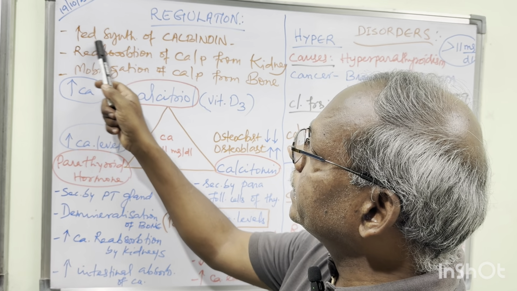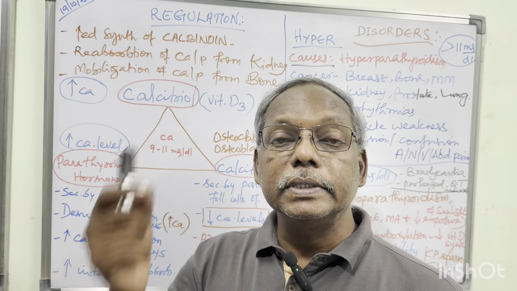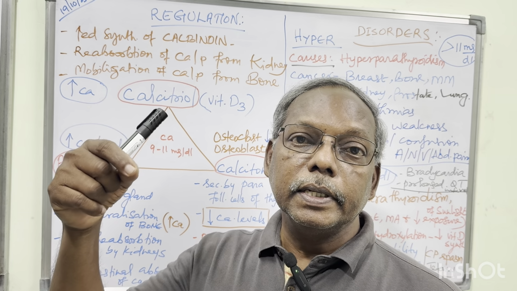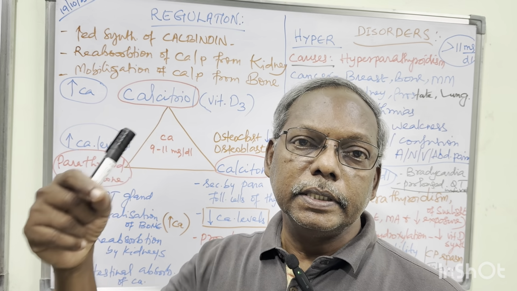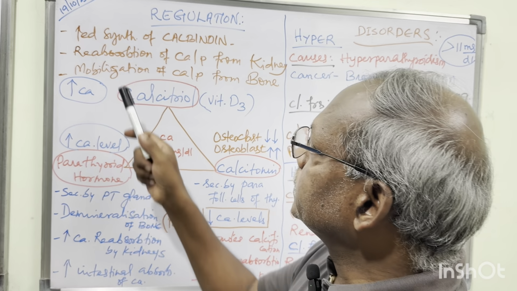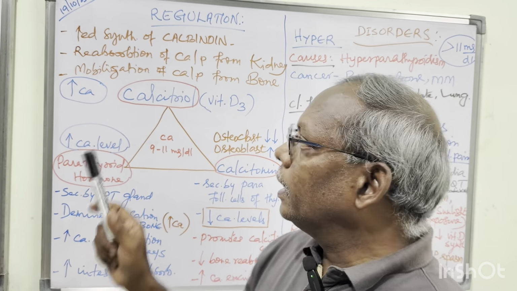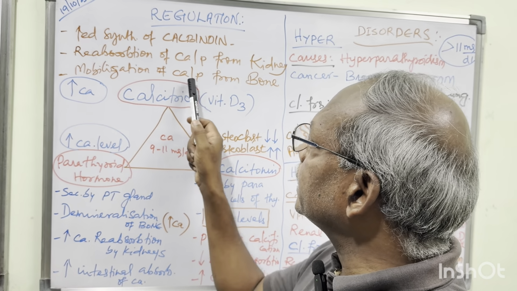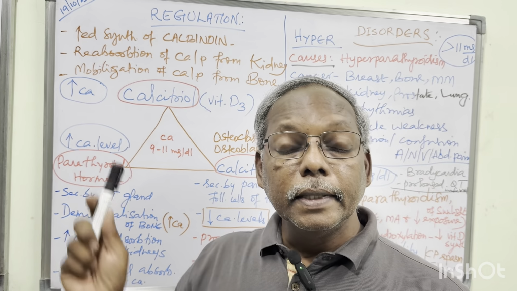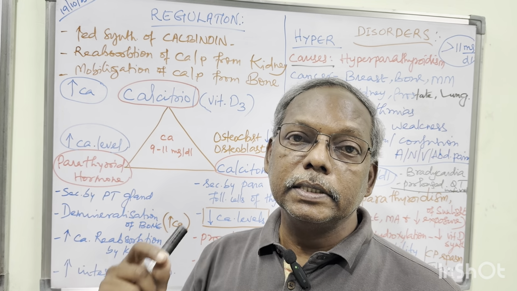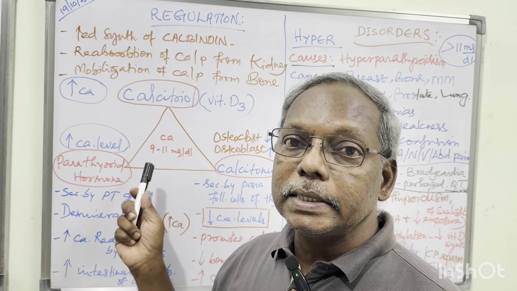Okay. Next one is calcitriol. This actually increases the synthesis of calbindin, which is a calcium binding protein, which will increase the calcium level at the molecular level, in the gene, DNA, genetic level. Second one is reabsorption of calcium and phosphorus from the kidney and also mobilization of calcium and phosphorus from bone. These are the three factors which favor the increase of calcium in our blood by calcitriol.